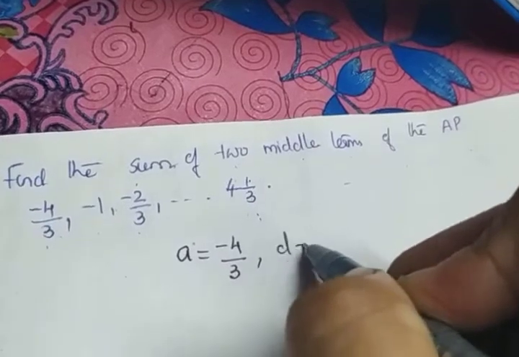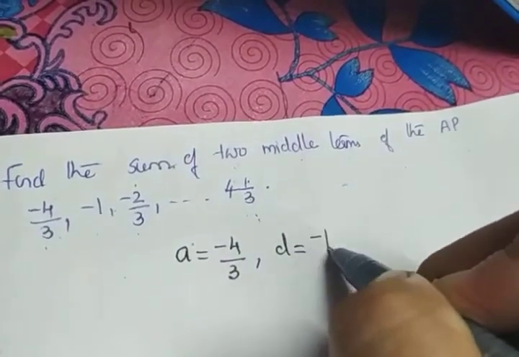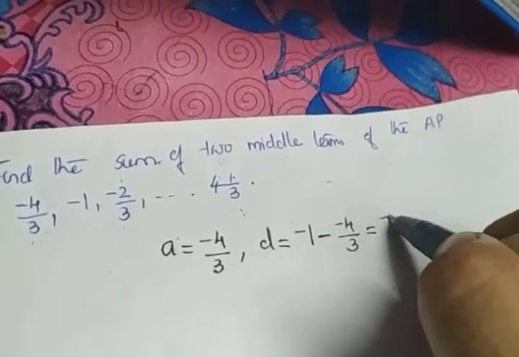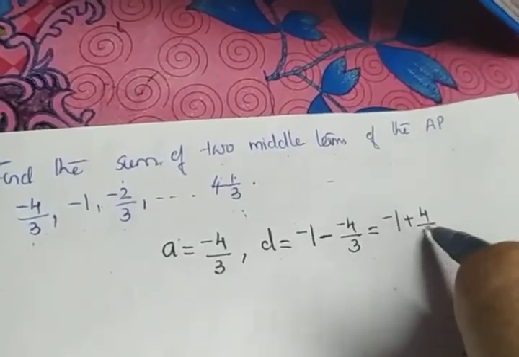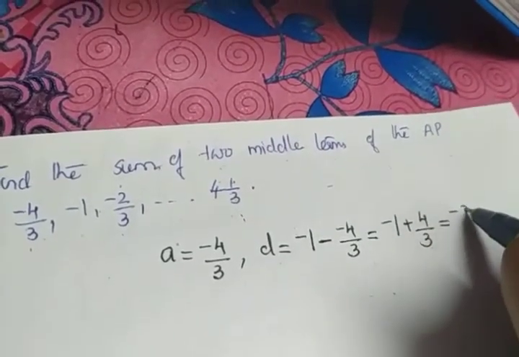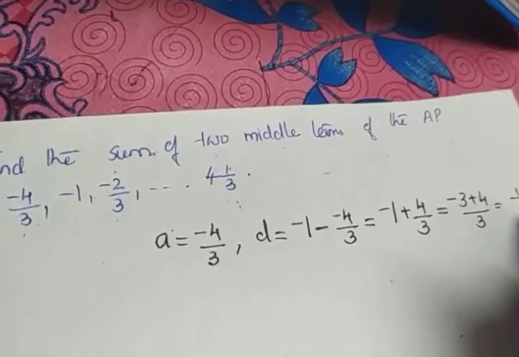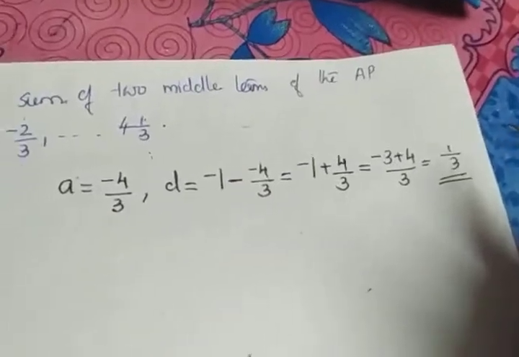Find D. D is second term minus first term. Second term is minus 1 minus 4 by 3. We'll give the value minus 1 plus 4 by 3. When taking the LCM, we are getting minus 3 plus 4 by 3, which is equal to 1 by 3. So we got the value of A and D.